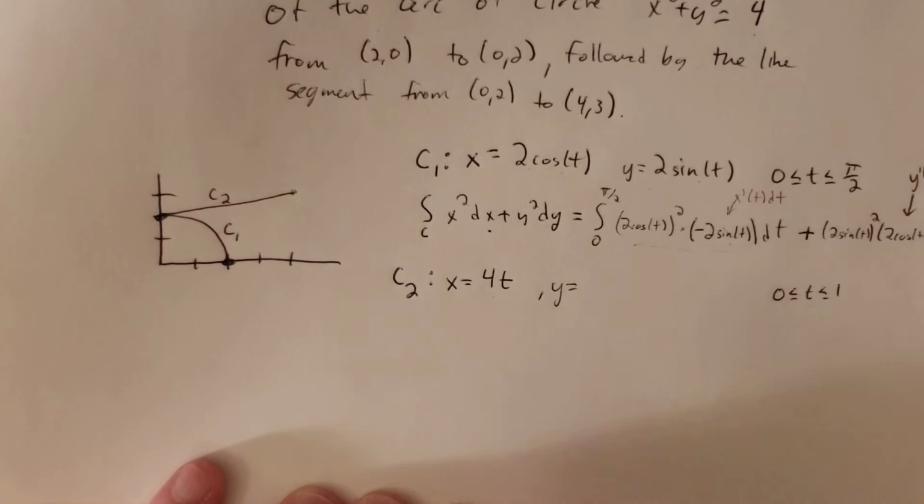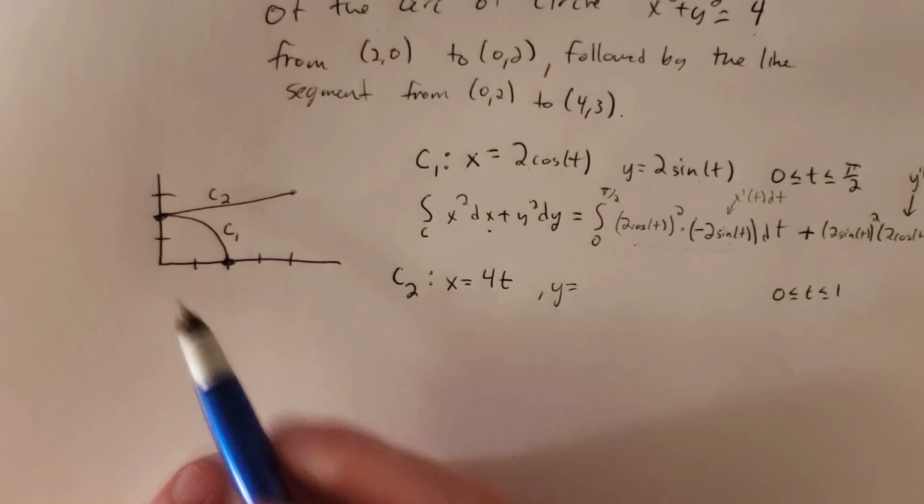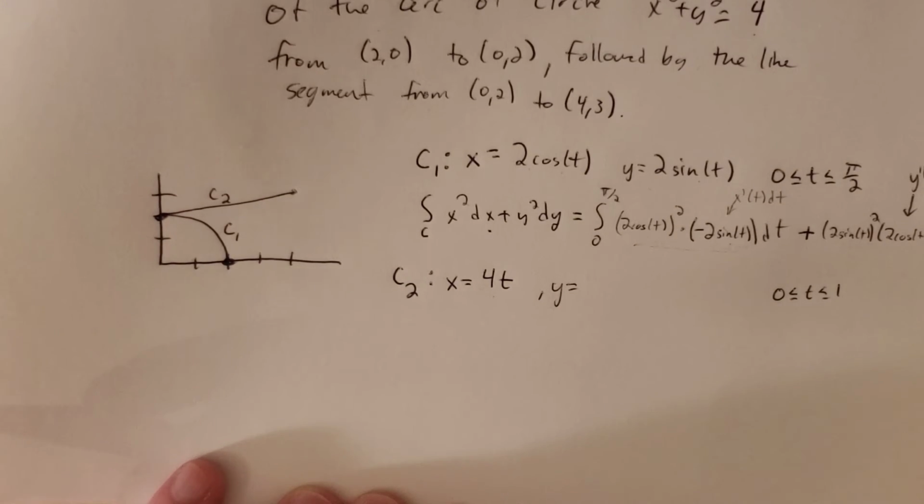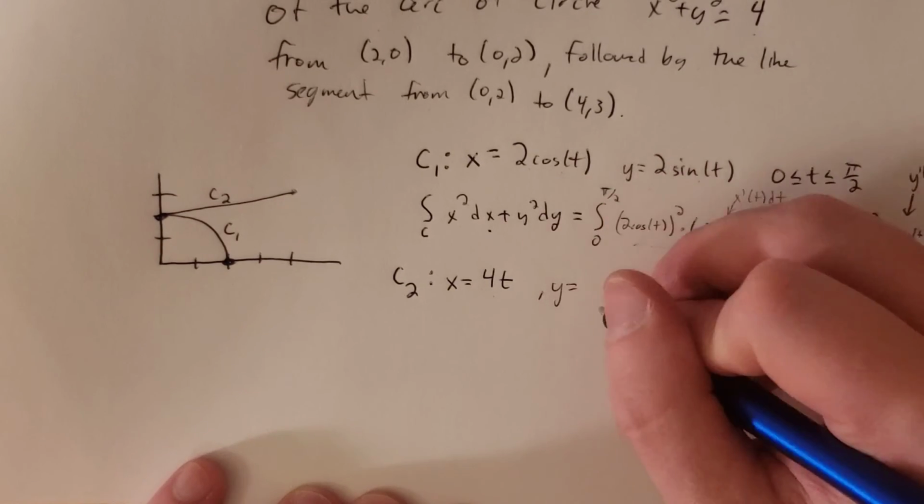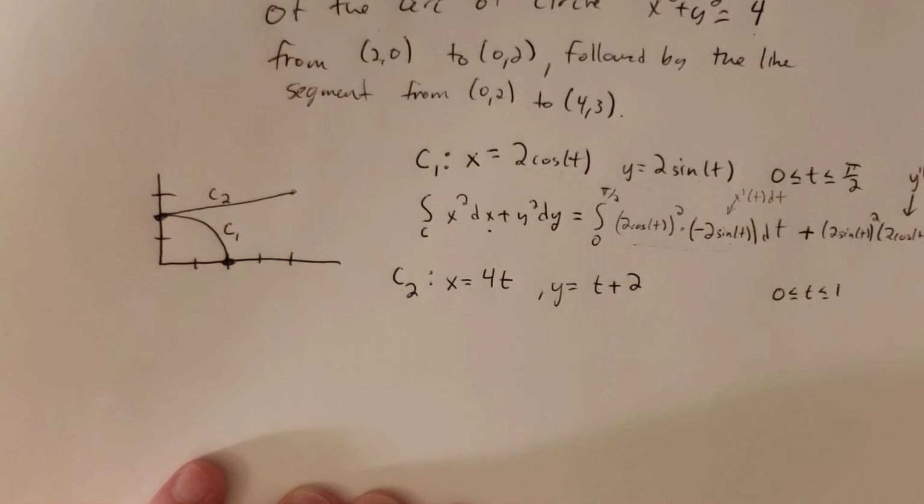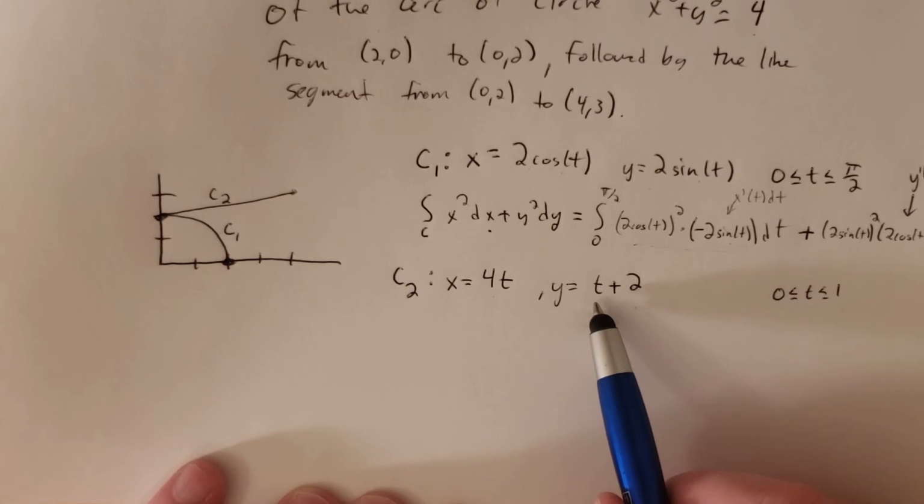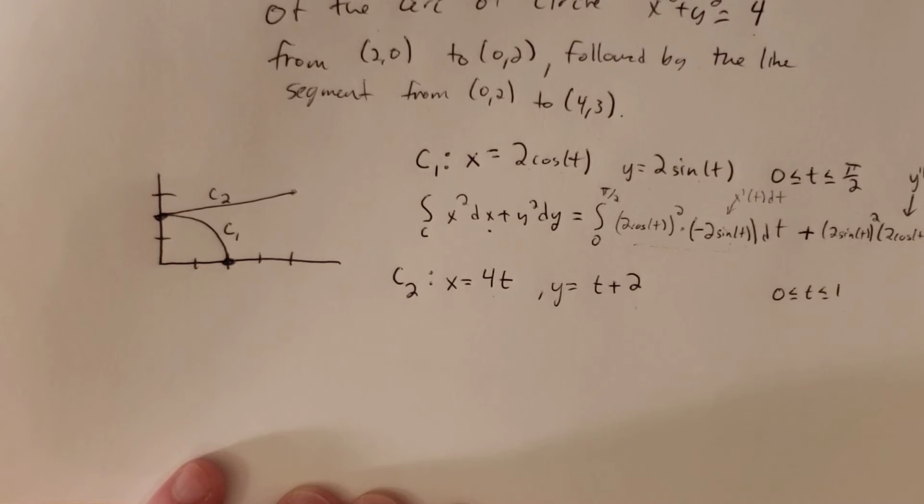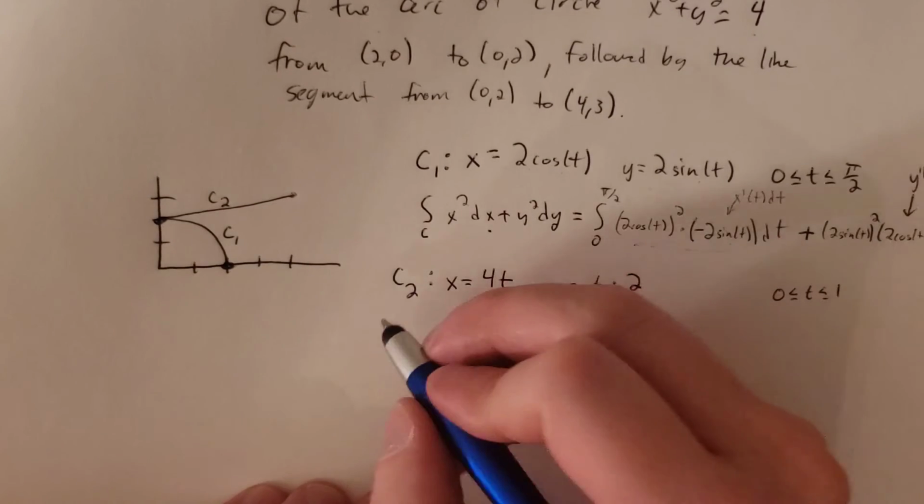We also need a parametrization of y. Y starts at 2 and it goes to 3. So that is t plus 2, right? Starts at 2, and as t increases by 1, it goes to 3, so that tells us our slope is 1, because we moved over 1 and we went up by 1. All right. And again, how would we write that out?